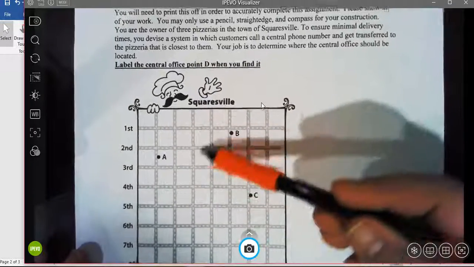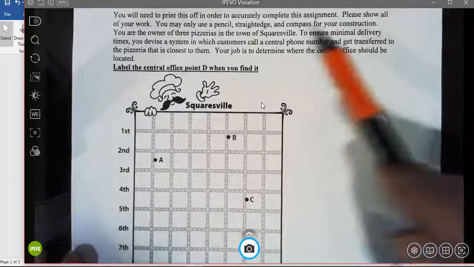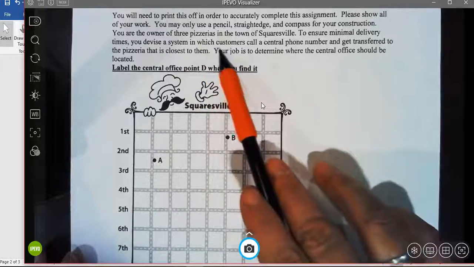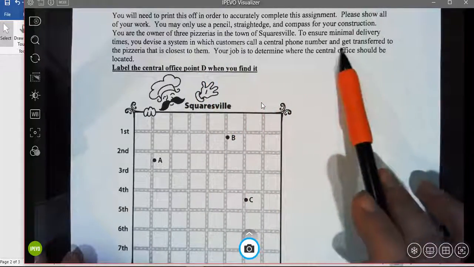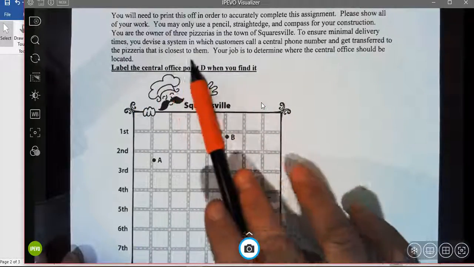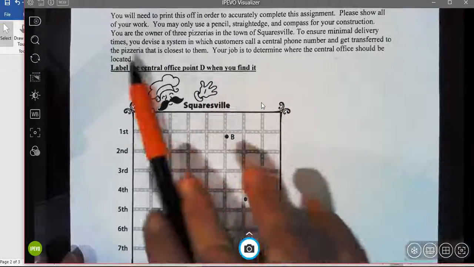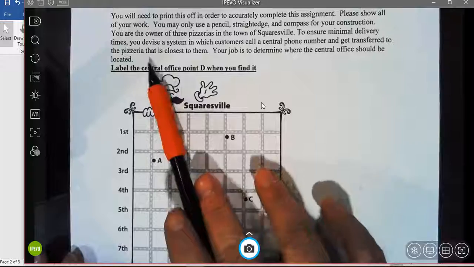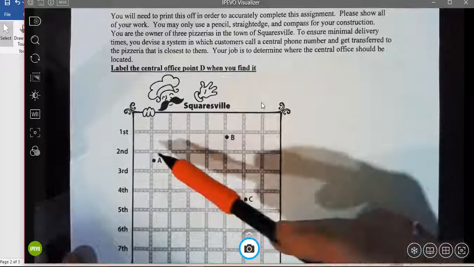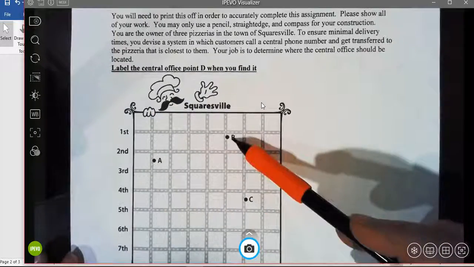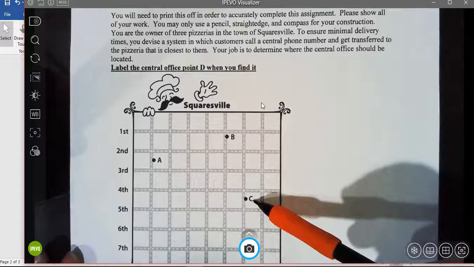You are the owner of 3 pizzerias in the town of Squaresville. Here's Squaresville. To ensure minimal delivery times, you devise a system in which customers call a central phone number and get transferred to the pizzeria that is closest to them. Your job is to determine where the central office should be located. Okay, so we want an office that's equal distance from A, B, and C.